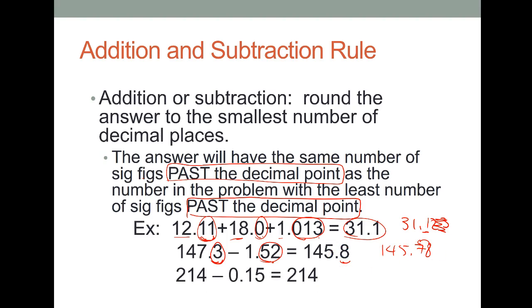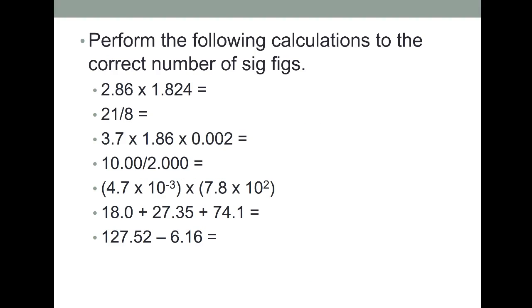Now this next one's a little tricky because clearly 214 minus 0.15 is not 214. However, this has 0 sig figs after the decimal point. This has 2. That means my answer has 0 after the decimal point. So 213.85, the 8 rounds up the 3. 214 is the answer.